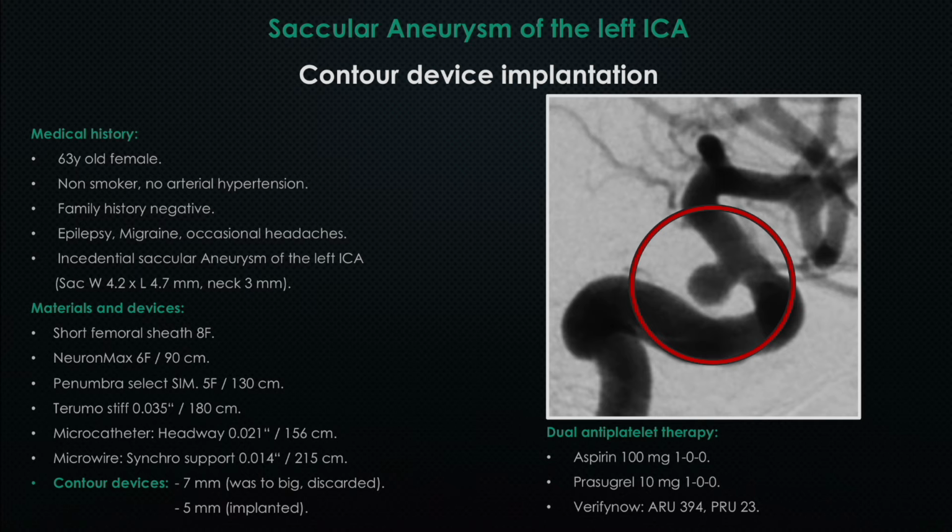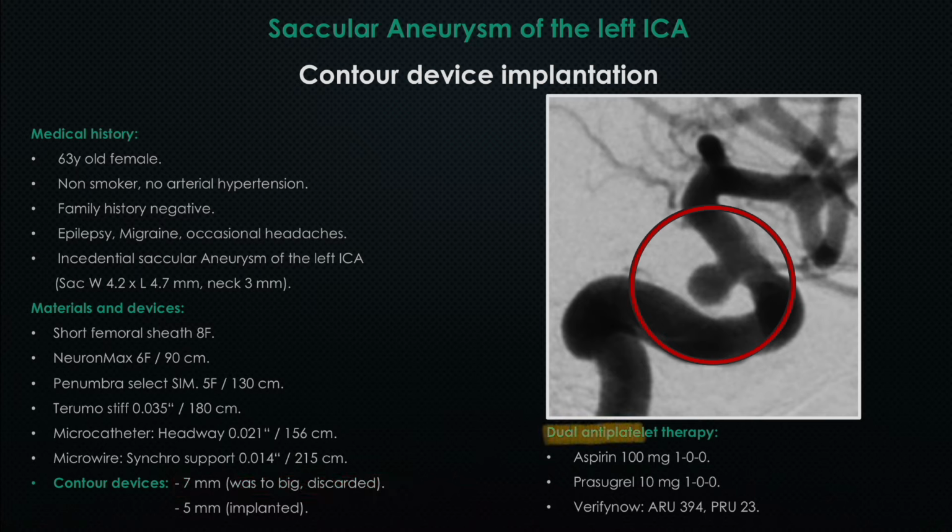The aneurysm was 4.2 millimeters wide, 4.7 millimeters long, and had a neck of 3 millimeters. And here we have the list of the materials and devices that we've used. We have implanted the 5 millimeter contour device because the 7 millimeter contour was a little bit big.